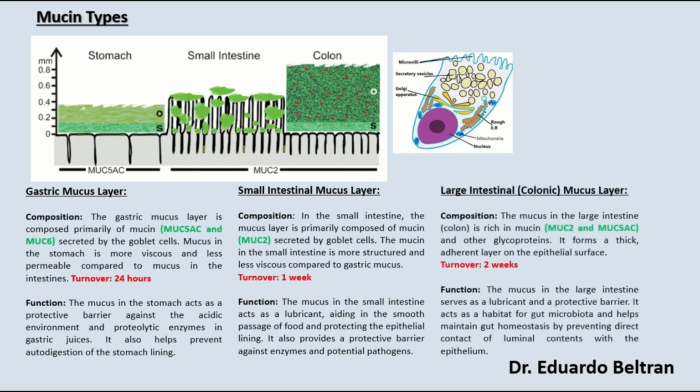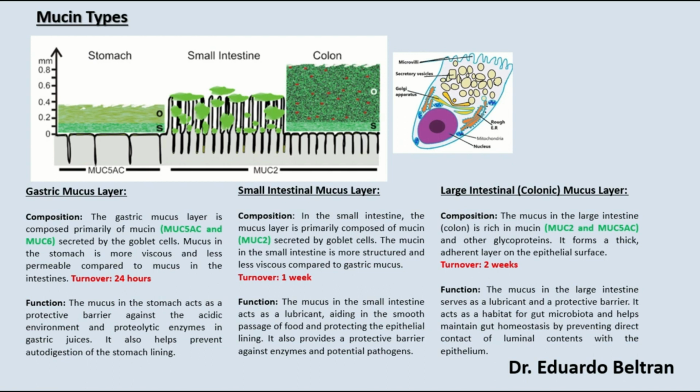Okay, when we look at the large intestine, the colon, here we have a different type of mucin, which is a combination of MUC2 with MUC5AC glycoproteins, which makes a thicker, adherent layer on the epithelial surface. And the turnover is even longer. It's about 2 weeks, all right? Around 15 days or so. So the mucus in the large intestine serves as a lubricant and a protective barrier, and acts as a habitat for the gut microbiota. Okay, and it helps maintain gut homeostasis by preventing direct contact with the luminal contents of the epithelium.